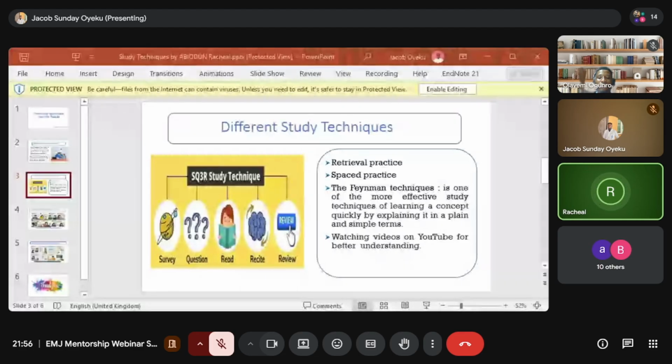That doesn't mean you are neglecting what they have taught you in class. No, it's just for you to easily remember what you have been taught. Also, watching videos on YouTube helps you a lot. You are getting the visual part of everything you are reading. You easily remember everything you have read.